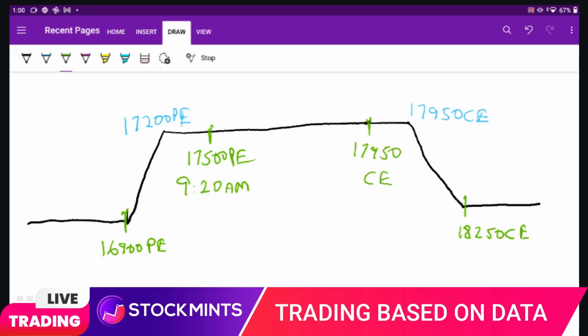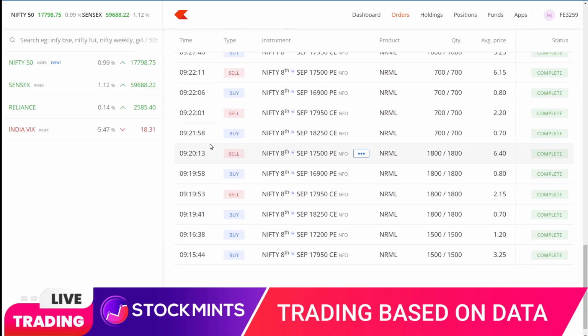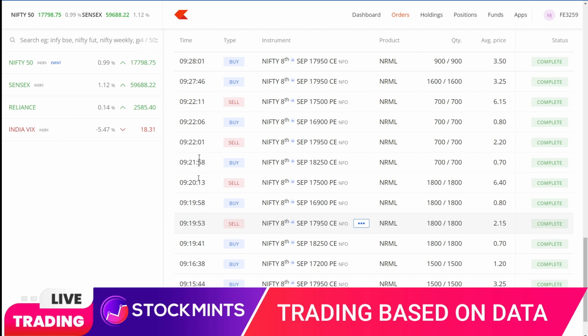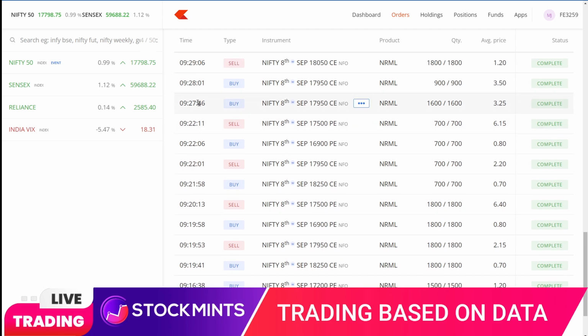Cool. So we are going back to the Zerodha orders page. So we remain in this trade. Basically, we placed all these trades between 9:19 to 9:22, as you can see over here. Then basically within the next 5 minutes, the market was moving up.